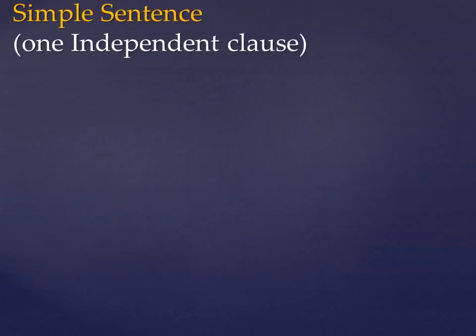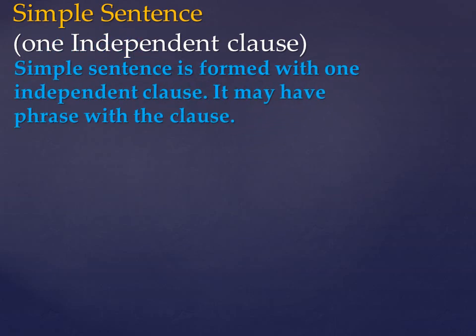First of all, simple sentence. One independent clause. That means the sentence that is formed with only one independent clause is called a simple sentence. And it may have a phrase with the clause, but there should be only one clause, and this clause will be independent, because a sentence cannot be formed with only a subordinate clause. শুধুমাত্র একটা subordinate clause দিয়ে a sentence cannot be formed. I think I am clear.